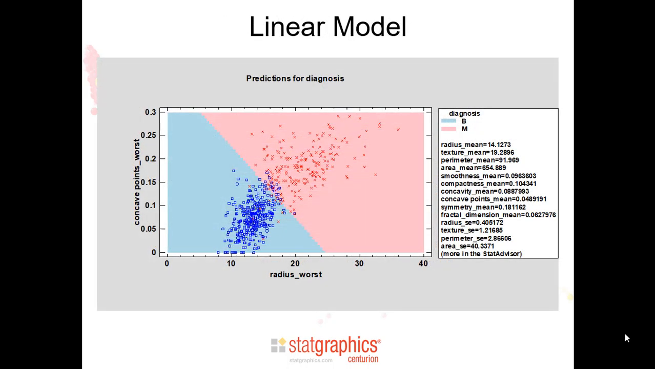Taking a close look at the linear model and the predictions it makes for diagnosis, you'll see that unlike the decision trees, the decision boundary here is diagonal. This seems to do a better job of making the correct predictions for this data set.